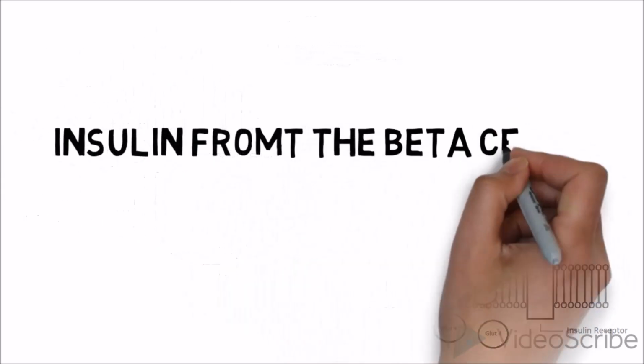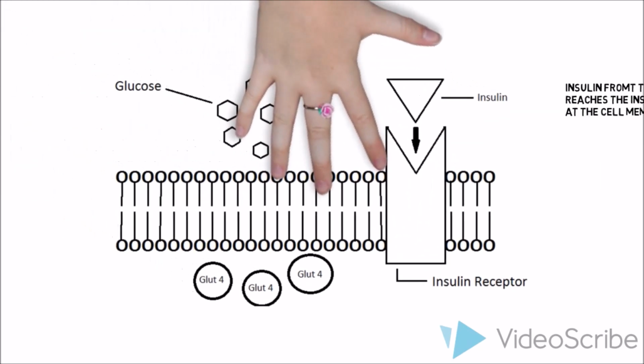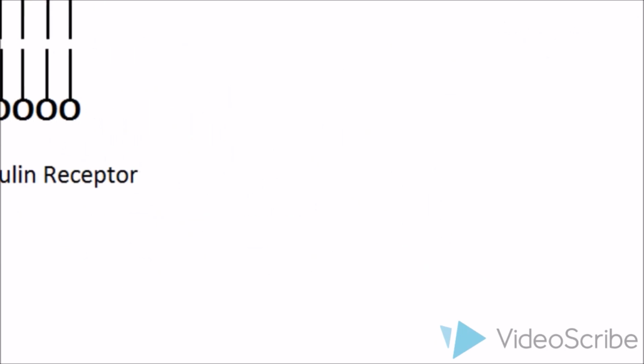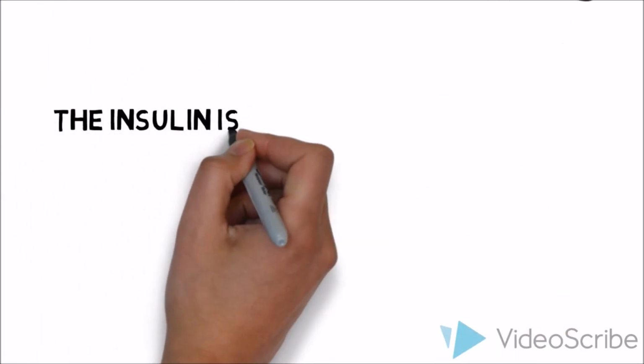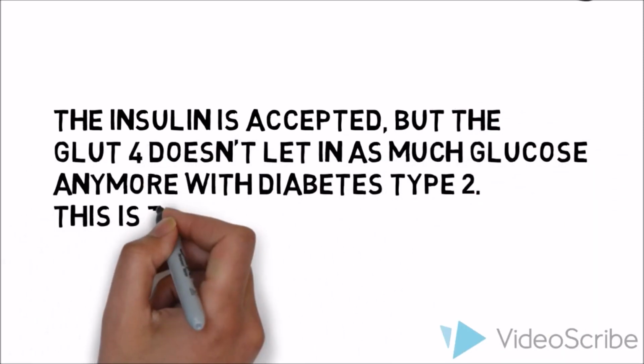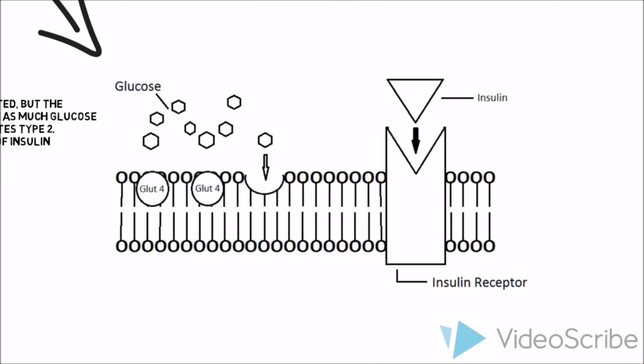Now we look at how GLUT4 is altered during diabetes type 2. The insulin released from the beta cells still make their way to the cells and try to attach to the insulin receptors. However, the chain reaction that usually occurs is altered. The insulin is accepted, GLUT4 is released, but the GLUT4 does not accept as much glucose anymore into the cell. Less glucose means less glycogen to be used as energy.